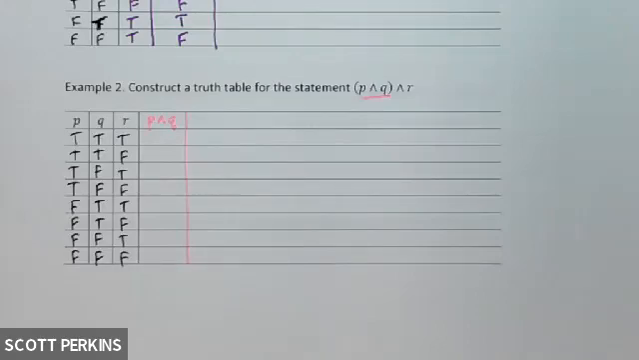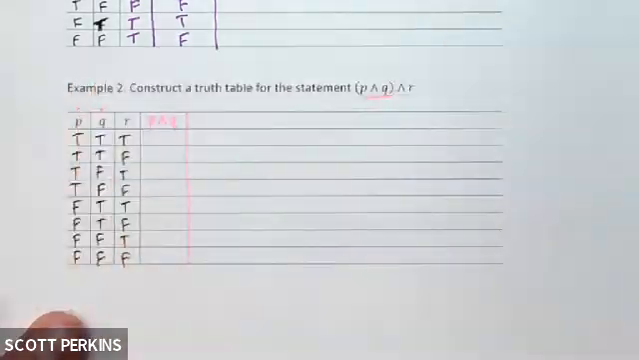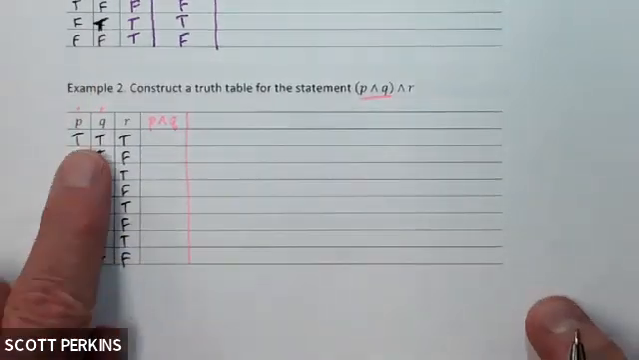So P and Q, the basic fact about an and statement does not change. It's still an and: it is true if both are true. That's the only time. So I'm just going to put a little dot over column P, a little dot over column Q just to keep me focused.